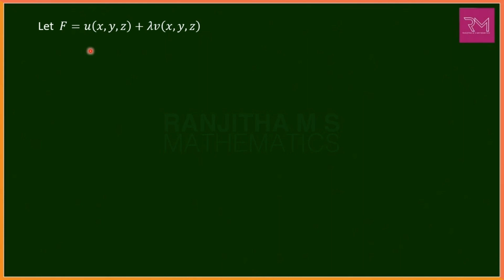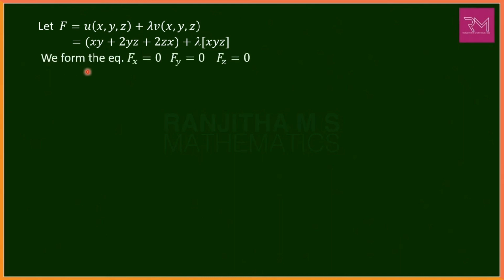Here we know that u of xyz is xy plus 2yz plus 2zx plus lambda into, here the condition is v of xyz. Here the condition is xyz. Hence we get lambda into xyz. This is our f. Next find fx, fy, fz and equate to 0.